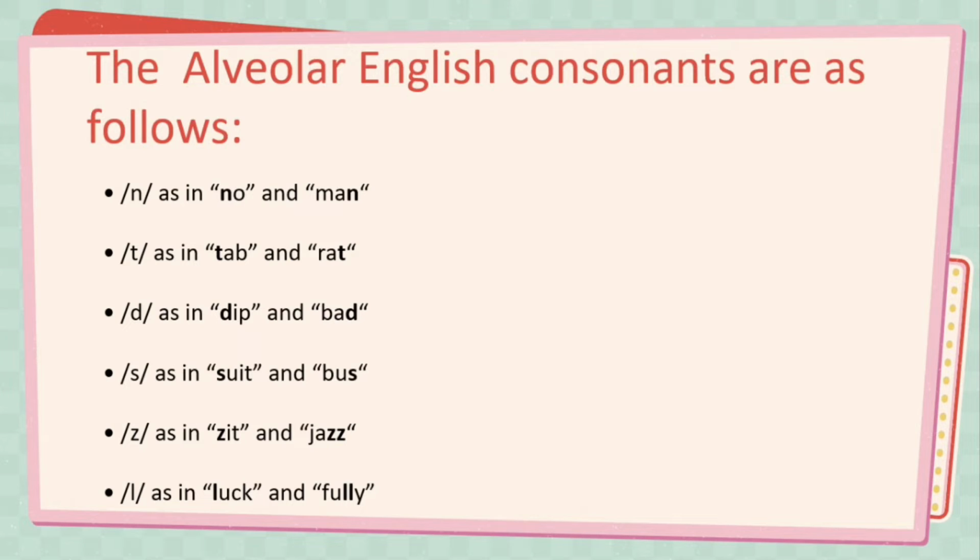The alveolar English consonants are as follows: n, as in no and man. t, as in tab and rat. d, as in deep and bad. s, as in suit and bus. z, as in zit and jazz. l, as in luck and fully.